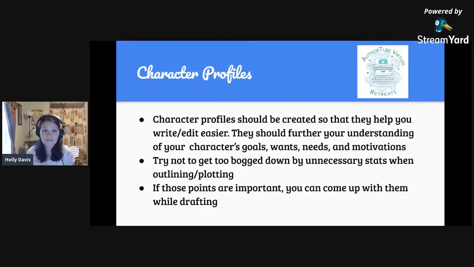And if those points are important, you can come up with them while drafting, or after you finish drafting, you can come up with them when you're editing. But you want to make sure that you're knowing your character as best you can. That's more figuring out their personality, how they're going to react in certain situations. So kind of like writing about your character using writing prompts to build up and find out their voice. I find that much more important than what was their favorite song.